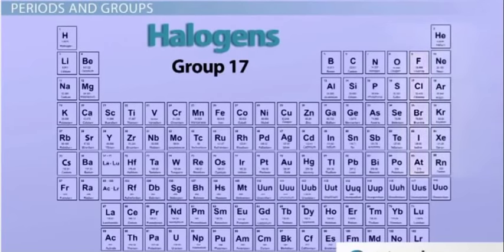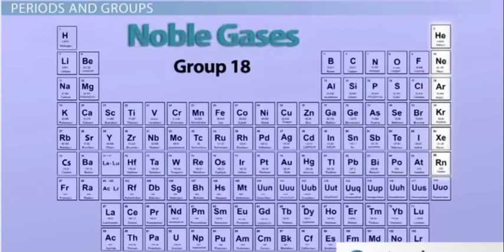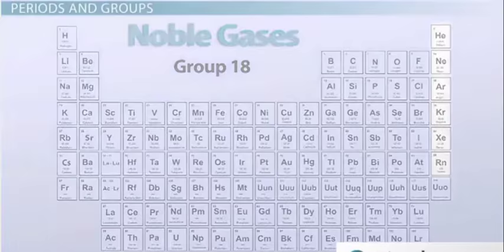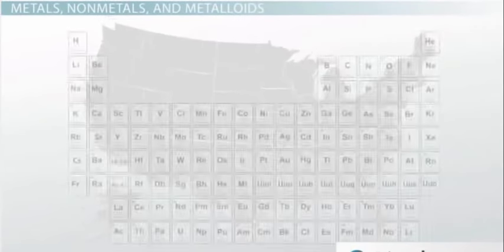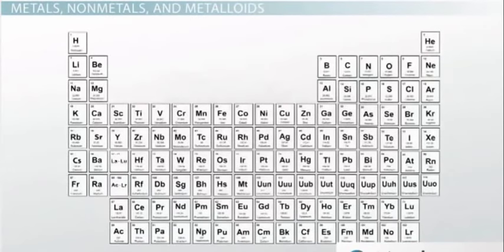The elements in the last group on the periodic table, group 18, are called the noble gases. Noble gases are all colorless, odorless, and extremely unreactive. Their inability to react easily makes them a prime candidate for gases in light bulbs. Just like some maps show boundaries between states, some periodic tables have a staircase on the right side. This staircase separates the metals from the non-metals.